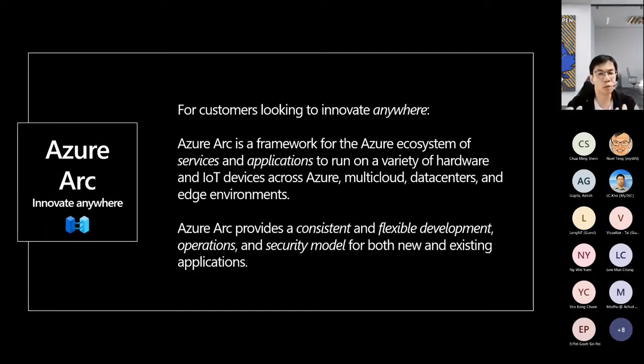What is Azure Arc? Azure Arc is for customers looking to innovate anywhere. By anywhere, I mean in the cloud, on premises, at the edge, in a multi-cloud environment, and practically anywhere, right? So Azure Arc is a framework for the Azure ecosystem of services and applications to run on a variety of hardware and IoT devices across Azure, multi-cloud data centers, and the edge environments. And Azure Arc provides a consistent and flexible development, operations, and security model for both new and existing applications. So Azure Arc provides a way for us to deliver Azure services that can run on customers' premises, like SQL managed instances and so on. So it's basically the glue that binds the Azure cloud and multi-cloud environment to that on-premises environment.